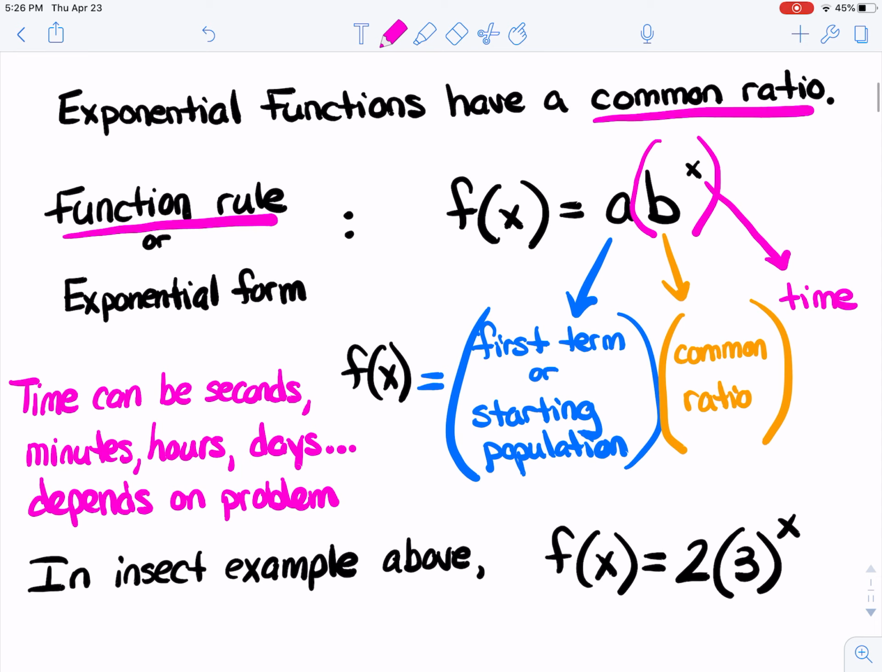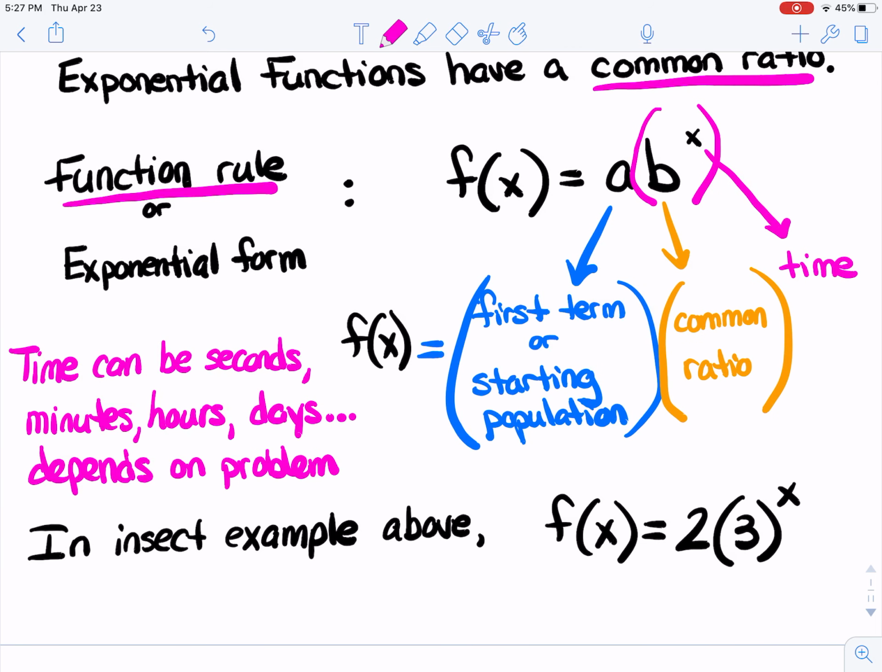So your a is your first term, or whatever the starting population is. In this insect example, our ladybugs' starting population was 2. The common ratio you are eventually going to have to figure out for yourself, but they were showing us that every day the population tripled. So my b value is 3. Now, time depends on what day it is that we're talking about. I said, well, let's see how many are going to be in the 10th day.